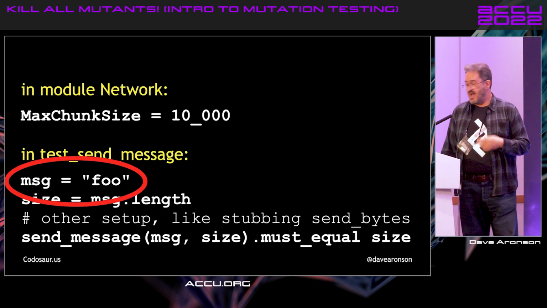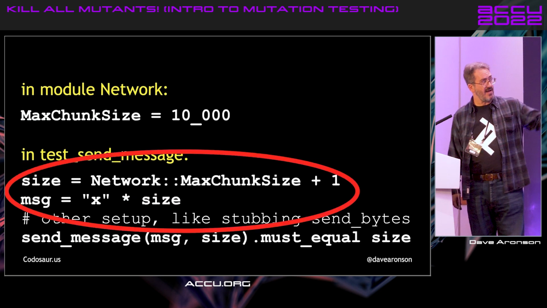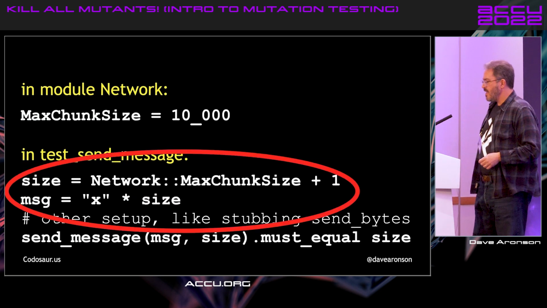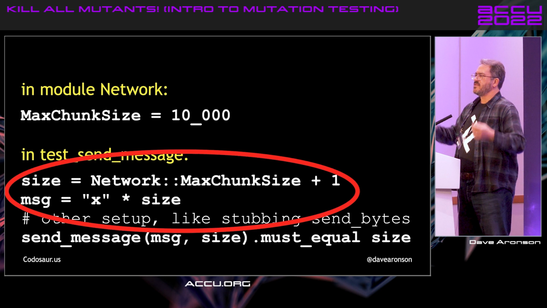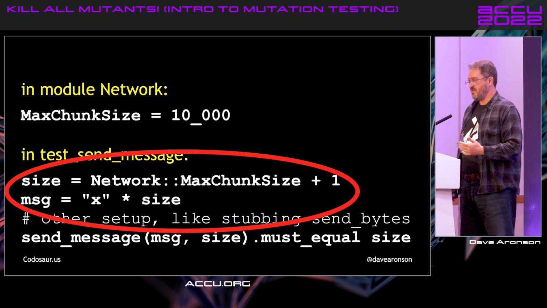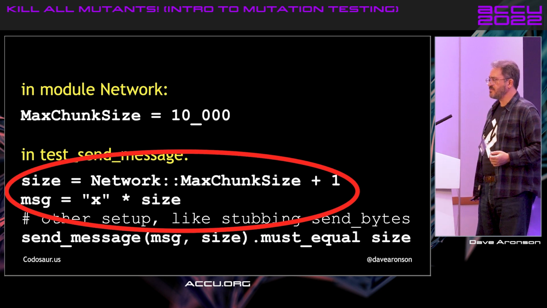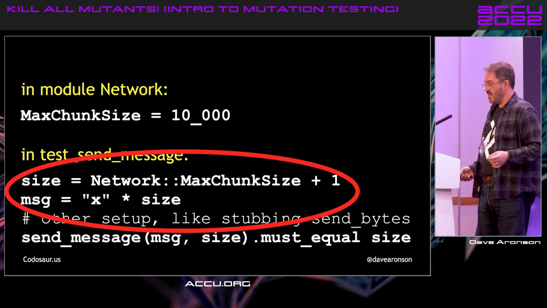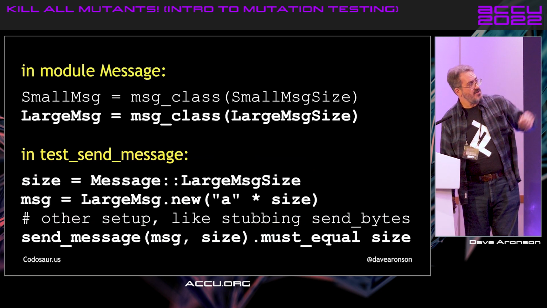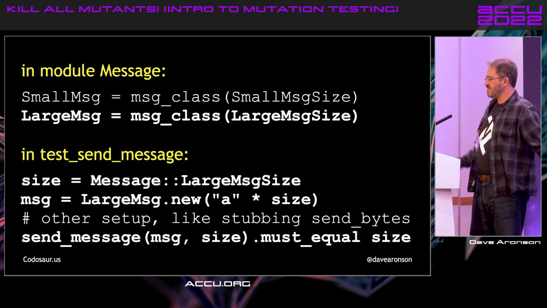There we go. The obvious fix is to use a larger message, larger than the maximum chunk size, and it's very easy to construct one. Just take the size, add one, make something that big. But perhaps, to paraphrase Shakespeare, the fault, dear Bristol, is not in our tests, but in our code that these mutants are survivors. Perhaps we did test with the largest permissible message out of a set of predefined messages, or at least message sizes. For instance, here we have small and large message sizes, and we test with a large, and yet our mutant survives.